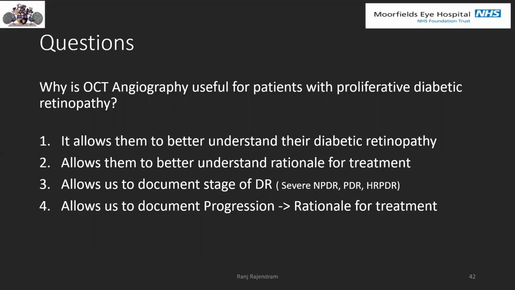As I said before, some of these patients may be asymptomatic till late on. So it's very important for them to understand why we're saying we want to do this intervention, which may be prophylactic in nature, so may not help them immediately. And then it allows us to document what stage they're at so that we can monitor them in the clinic, and progression so that we can talk about rationale for treatment.